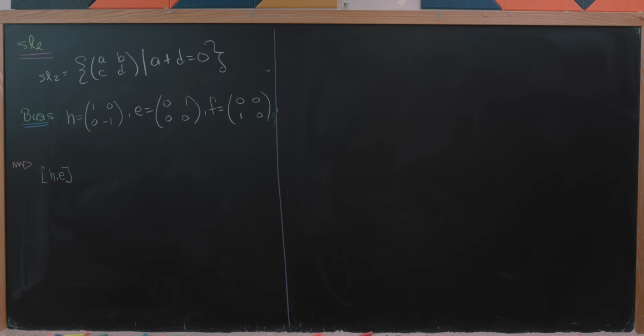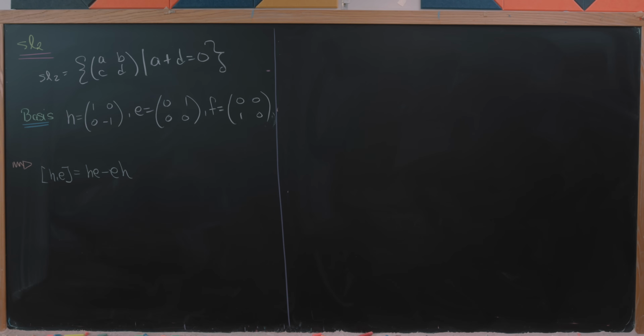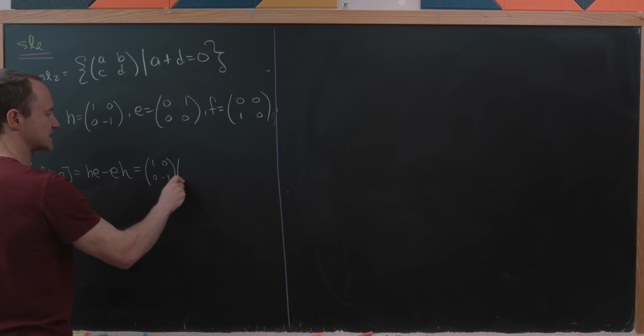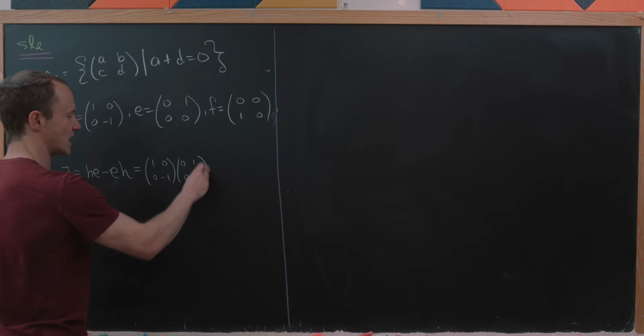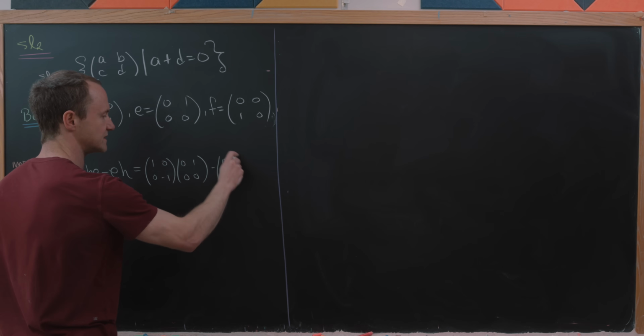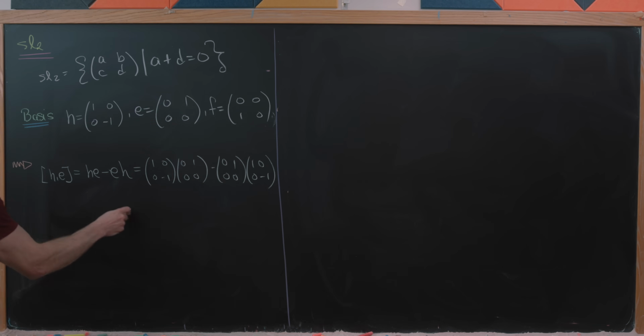So we've got this bracket of H with E. We can write this as HE minus EH. That's that bracket or the commutator. And so expanding that out as matrices, we've got 1, 0, 0, minus 1. That's going to be multiplied into the upper triangular matrix E. And then minus 0, 1, 0, 0 times 1, 0, 0, minus 1. Now we just have to remember how we do matrix multiplication.